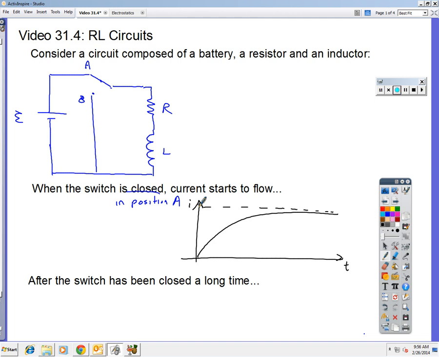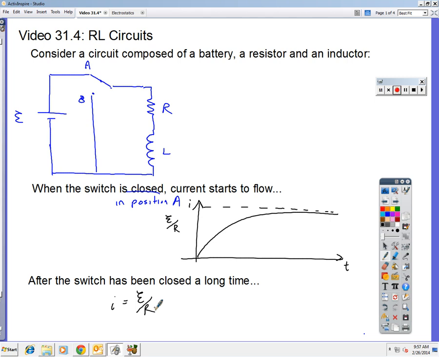The current starts out at 0, and then it gradually approaches the steady state value, which is equal to the EMF divided by the resistance, because in the steady state, the inductor basically just acts like a wire. After the switch has been closed a long time, I is equal to EMF divided by the resistance. When you move it to position B, other interesting things happen, but we're only going to consider for now the rising current. We'll look at the falling current later.